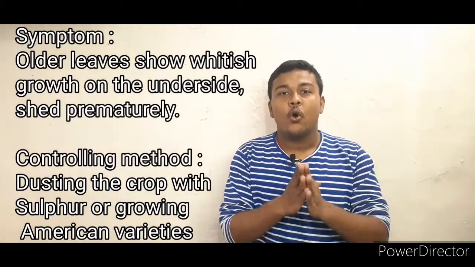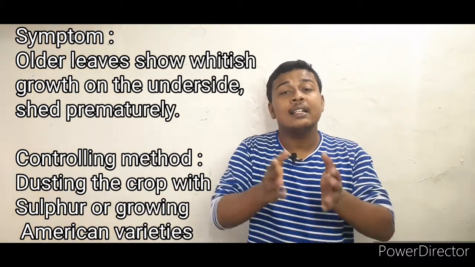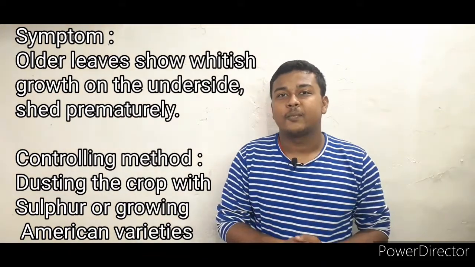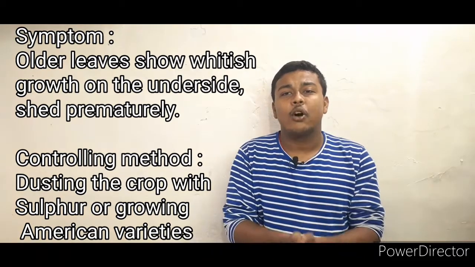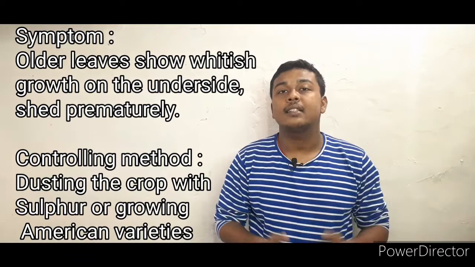The third kind of disease is Dahiya. The symptom of this disease is that older leaves show whitish growth on the underside and are shed prematurely. And to control this, dusting the crops with sulfur or growing American varieties can be done.